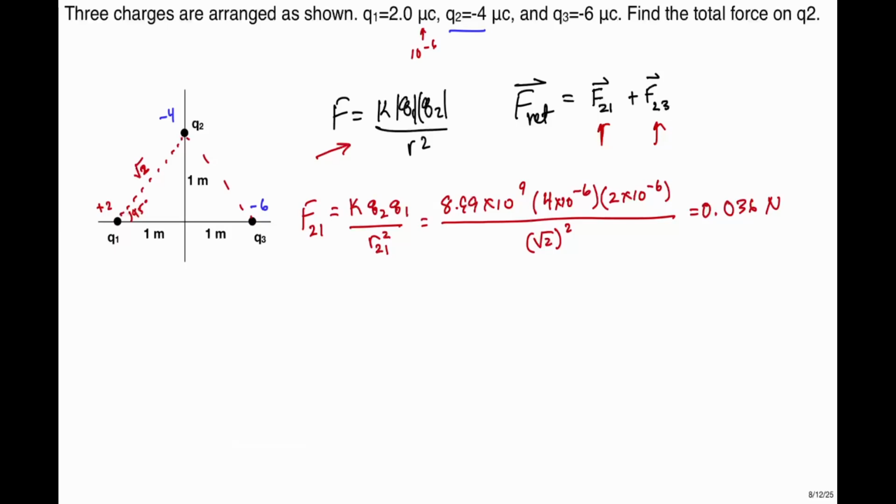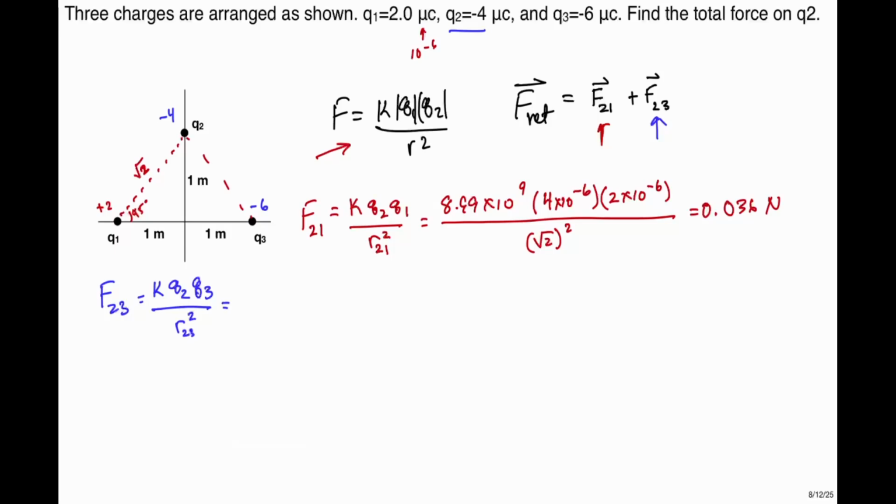Okay. So what does the calculation look like for our other one, F23 here? I'll do it in blue. So F23. What would I write down? What's the first symbol I use? K. And then which charge? Q2, right? Just follow the subscripts. Q2 and then Q3 divided by the distance. Which distance? R23 squared, right? Just trying to be careful about which distance we're talking about.